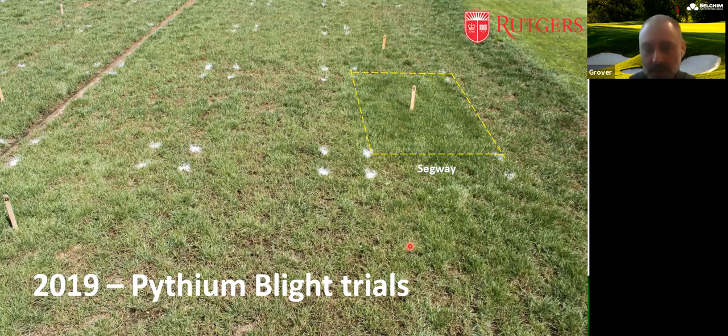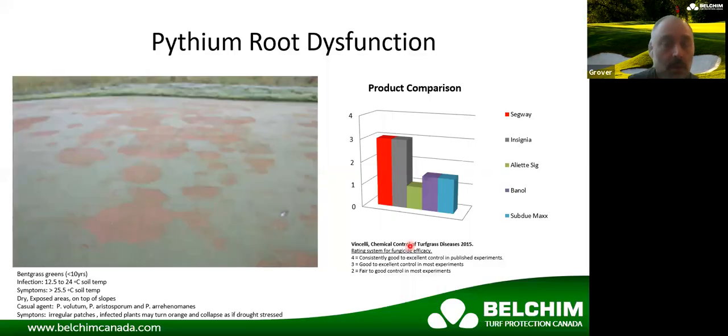But I'm not here to waste your time talking about Pythium blight, but to talk more about the root dysfunction, root rot. These are more pathogens we're starting to hear about more recently. If you look at this picture, this is Pythium root rot, but it looks a lot like take-all patch. And interestingly enough, Pythium root rot will infect your plant at the same time the take-all patch pathogen does. So when you're making your patch prevention applications, you could always throw in some Segway to cover yourself for that Pythium root dysfunction. And if we look at the Vincelli report, it rated as high as Insignia here.